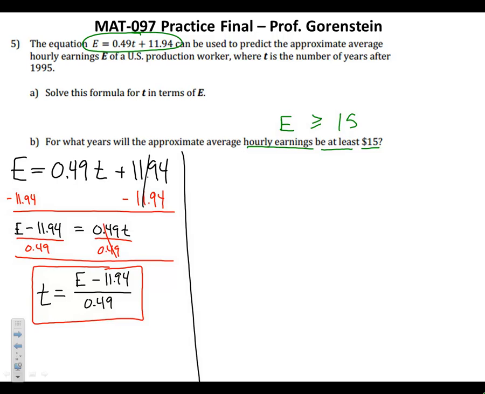Now we have an expression for E that was given in the problem. So E is equal to 0.49T plus 11.94. That means wherever there's an E, we could swap it out for 0.49T plus 11.94. The question is, for what years? So we're looking for time. We want T by itself. So in this inequality, we could replace the E with 0.49 T plus 11.94.